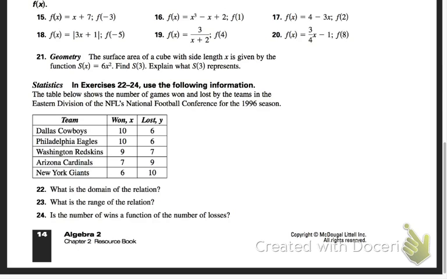So whenever we actually find the value of S of 3, I'm going to plug that 3 into this equation right here, and I'm going to have 6 times 3 squared. So what do I do first in terms of order of operations? 3 squared, right? So 3 squared is 9. 6 times 9 gives me 54.